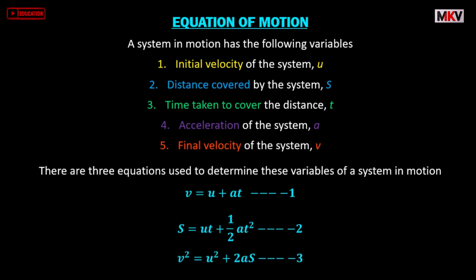Then the last equation is V squared equals U squared plus 2AS. This one has final velocity, initial velocity, acceleration, and distance. This equation has no time within it, so you can't use it to determine time. So these are the equations that are used to find specifics of a system in motion.